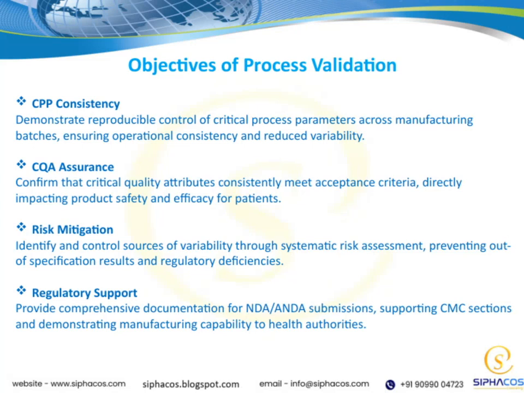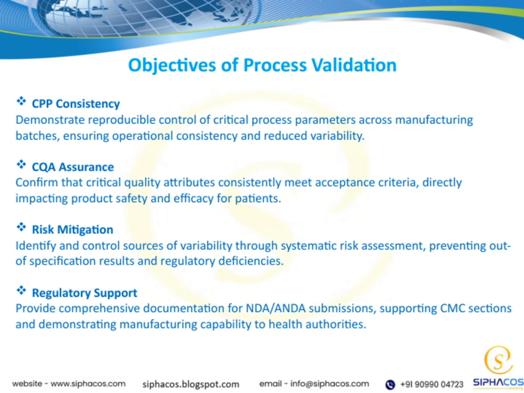Let's dive into the key objectives of process validation. First, CPP consistency is all about demonstrating that we have reproducible control over critical process parameters across different manufacturing batches. This ensures our operations are consistent and helps us minimize variability, which is crucial for maintaining high-quality standards.